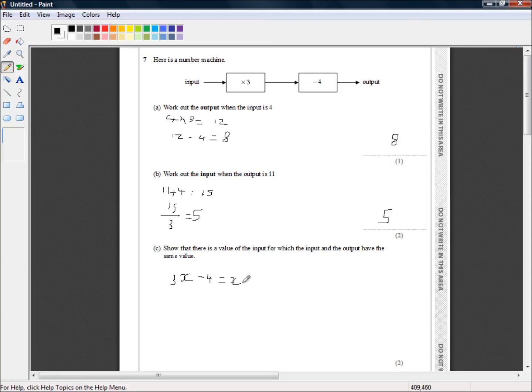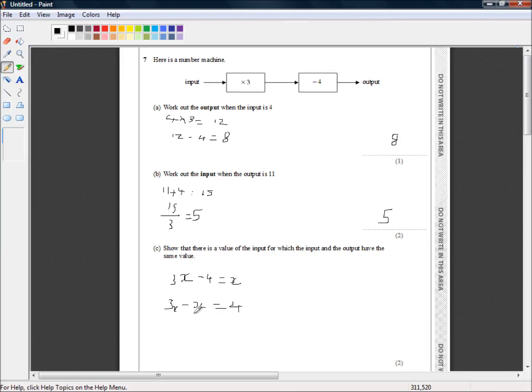If we subtract x from both sides and add 4 to both sides, that 4 is going to disappear here and turn up here as a positive 4, and that x is going to disappear here and turn up here as a negative x. So that's 3x minus x is equal to 4. So all we've done is move that 4 over here and it changed sign to positive. We've moved that x over here and it's changed sign to negative.